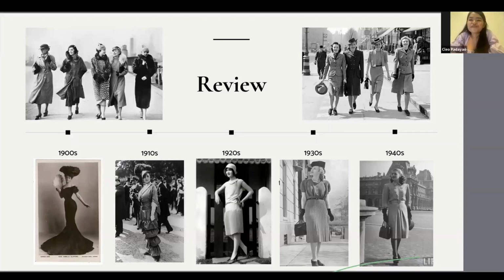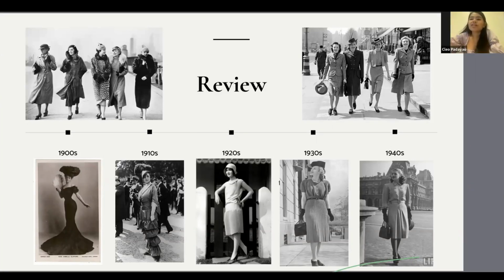Okay, so let's review from the 1900s to 1940s. First, in the 1900s, again, the S-curve silhouette. The 1910s, they ditched the corset but wanted to create this tapered look, thus the hobble skirt. The 20s, they wanted to create a boxy look. And then 30s, they wanted something feminine again. And then 40s, they were sporting the utilitarian look.